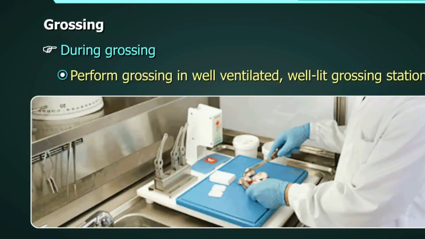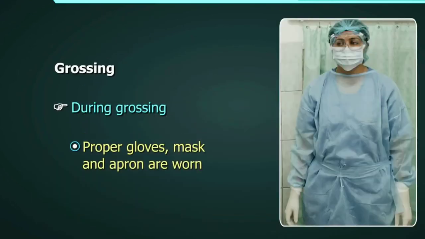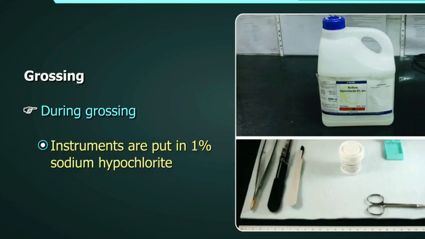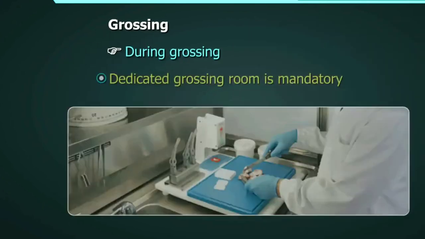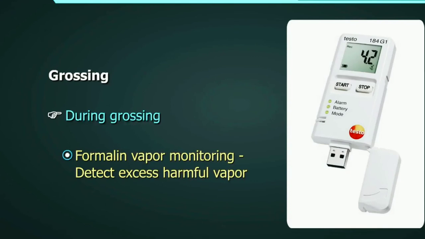It is ideal to perform grossing in well-ventilated, well-lit grossing stations. Exhaust and proper light should be switched on. Proper gloves, mask, and apron should be worn every day while grossing. Grossing station should be cleaned with 1% sodium hypochlorite daily after grossing. Instruments used in grossing should be put in 1% sodium hypochlorite after use. Dedicated grossing room is mandatory. Formalin vapor monitoring must be done to detect excess harmful vapor.